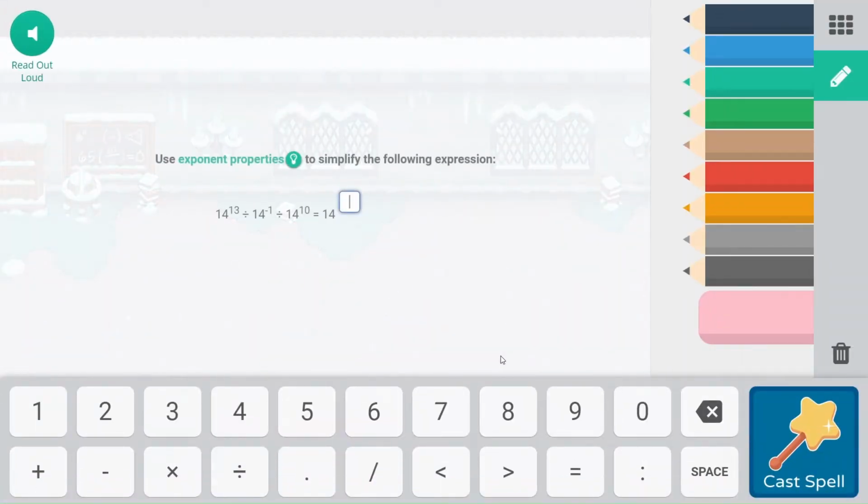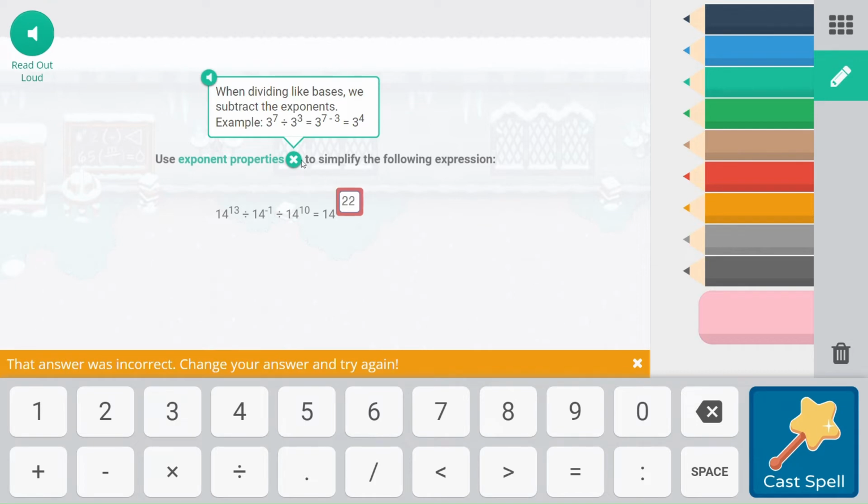Use exponent properties to simplify the following expression. Okay, so we are going to go ahead and do 13 plus 10 would be 23 minus 1 would be 22, so it should be 14 to the power of 22. No, okay.